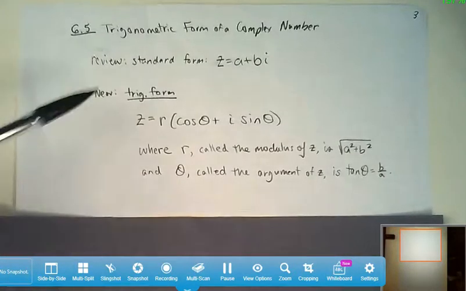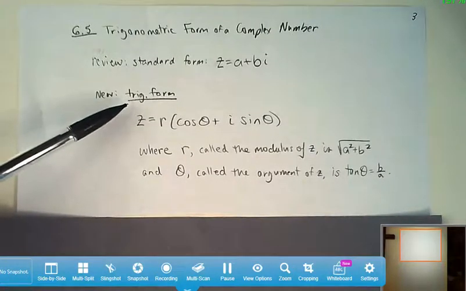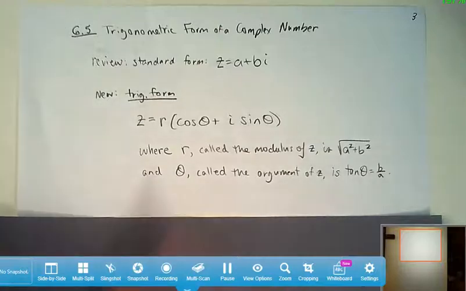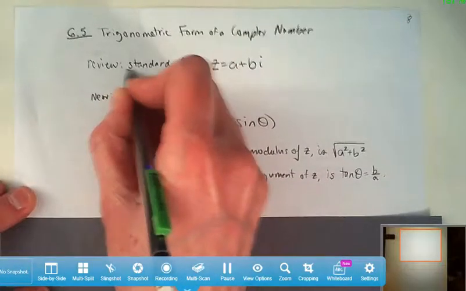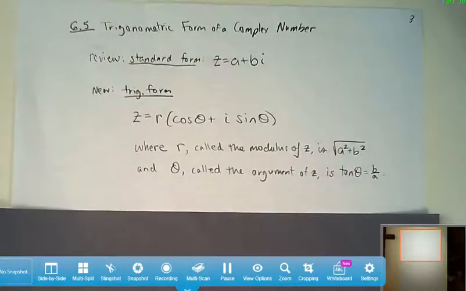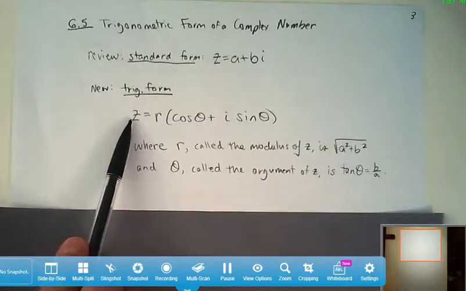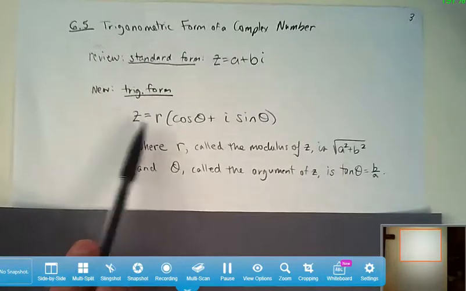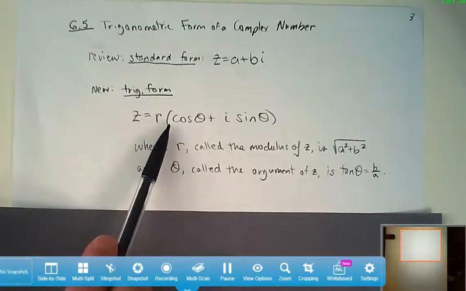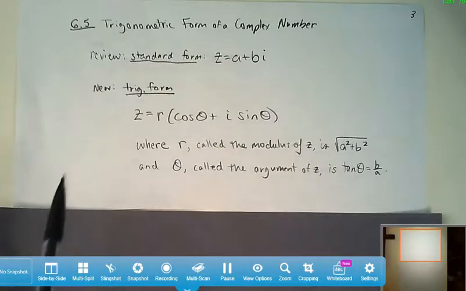And the new form is going to be called trig form. There's actually a third form called exponential form, but we don't learn that one this year. So this year for complex numbers, we have standard form and we have trig form. So trig form is brand new. Remember, z is just a label that we're using, so don't worry too much about z. And trig form is going to be r and then either parentheses or brackets, cosine theta plus i sine theta.